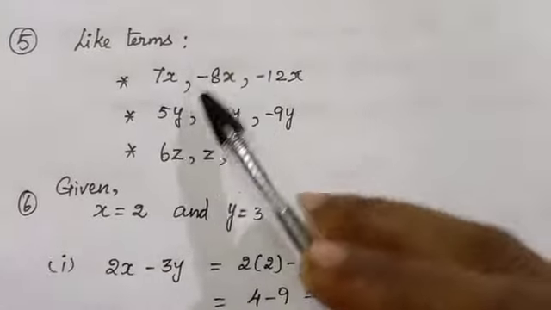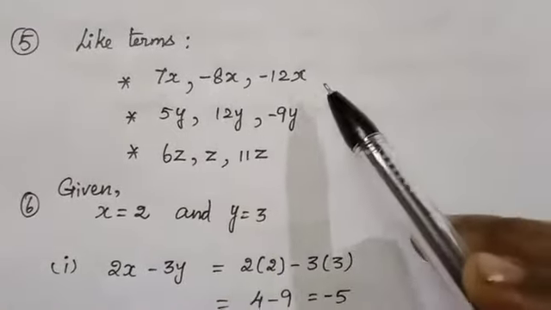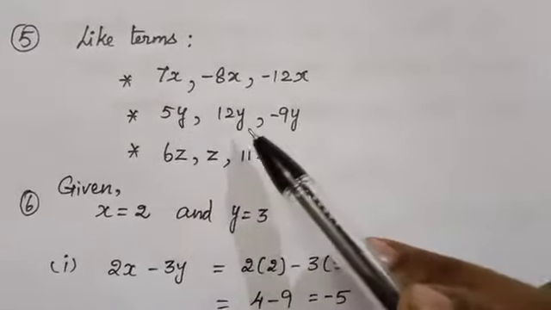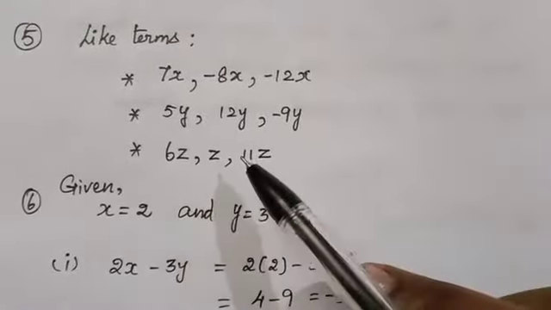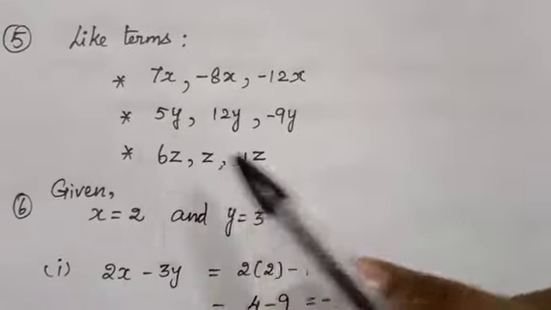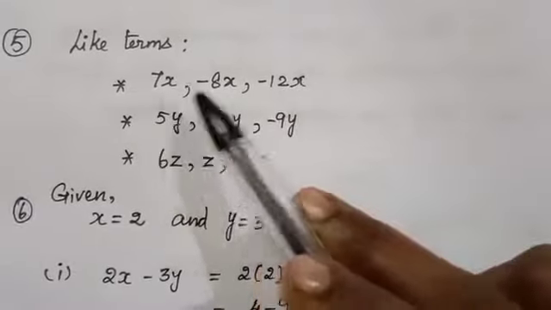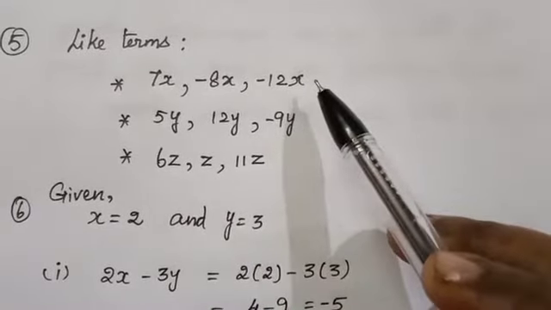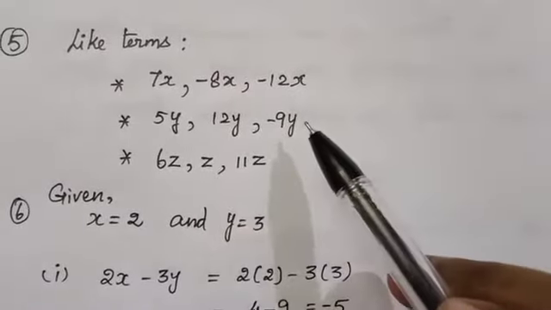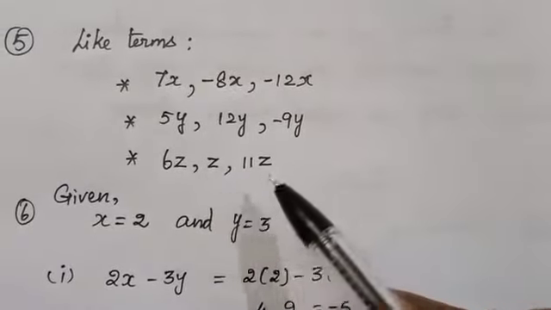Listen, like terms: 7x, minus 8x, minus 12x; 5y, 12y, minus 9y; 6z, z, 11z. The first group is related to the variable x, the second to the variable y, and the third to the variable z.